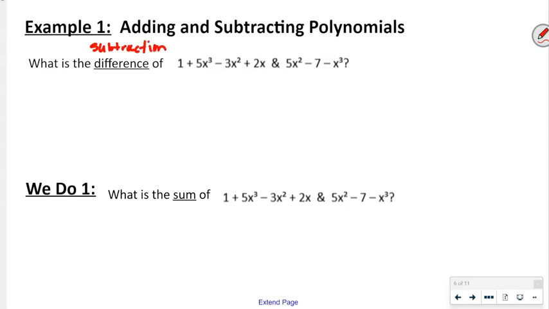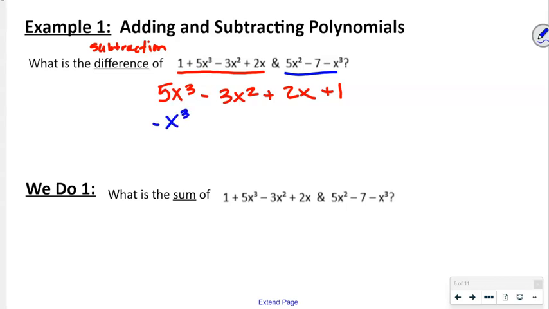Okay, so what we're going to do is we're going to take this first term right here and write it in descending order. So my 5x to the third minus 3x squared plus 2x plus 1. Okay, so again, 3, 2, 1, nothing. Then we are going to write our second term again in descending order. So we have negative x to the third plus 5x squared, and then we have minus 7.